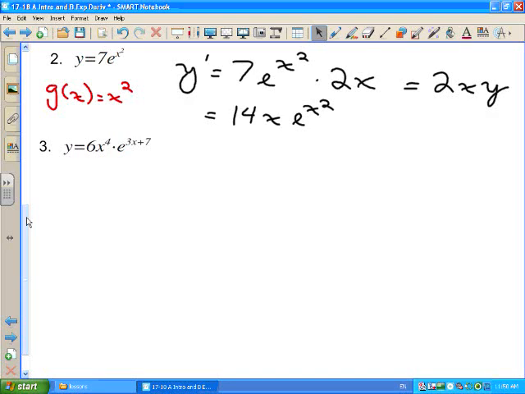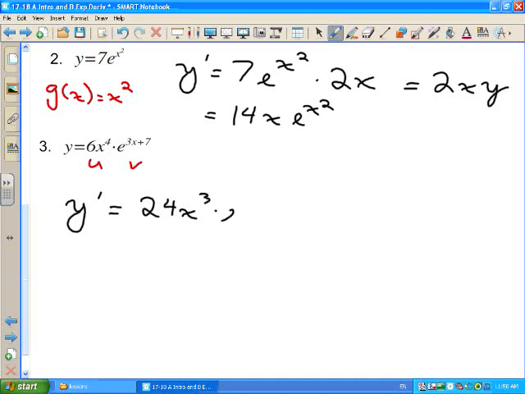Sorry about that. So let's start by identifying what our two functions are going to be here. We'll call this one u, we'll call this one v. And if we're going to do product rule, remember that it's derivative of u times v plus u times the derivative of v. So our derivative of u, this is just power rule here, so we get 24x cubed.